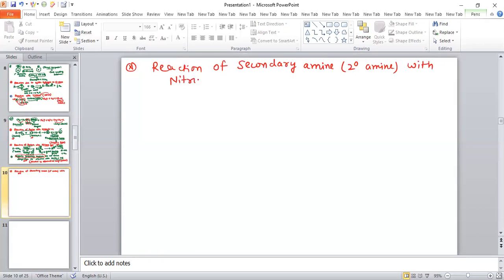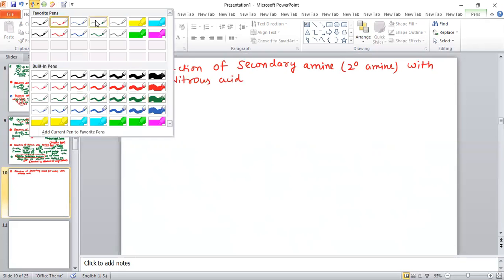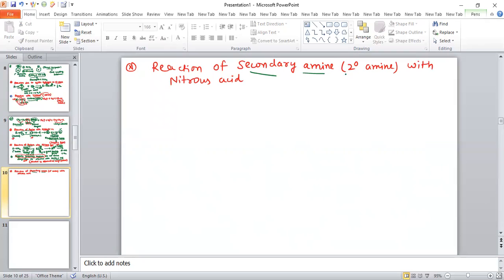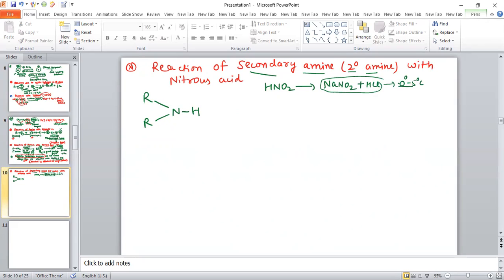We have discussed with 1 degree amine. Now we are going to discuss with 2 degree amine. 2 degree amine is also called secondary amine. See how this reaction takes place. So we have 2 degree amine now, R and R, and on this nitrogen, hydrogen is there. You can also write HNO2. This HNO2 is obtained by NaNO2 plus HCl, and the reaction occurs at 0 to 5 degrees Celsius.